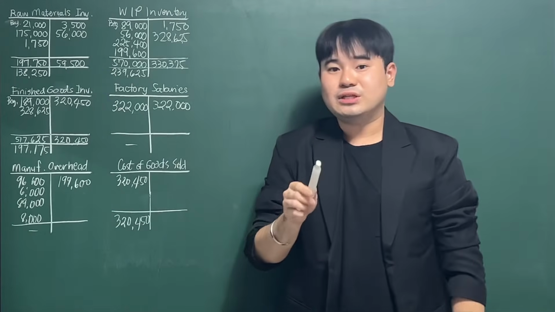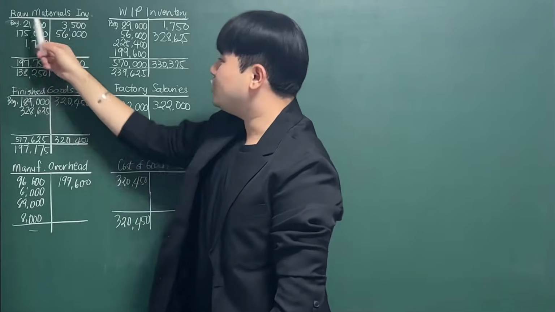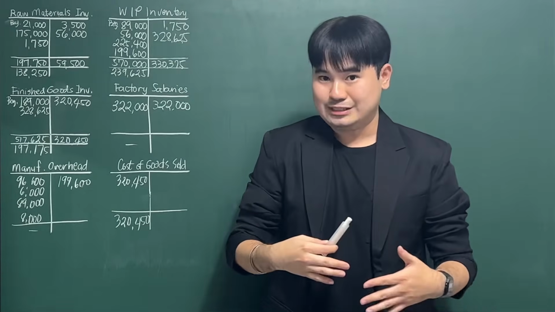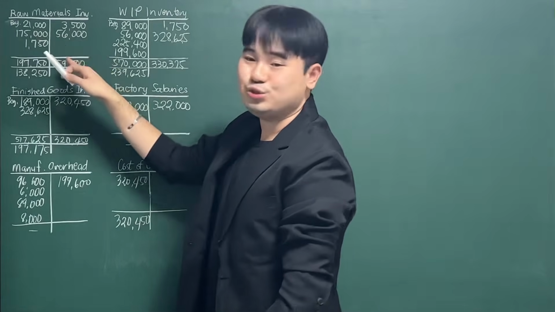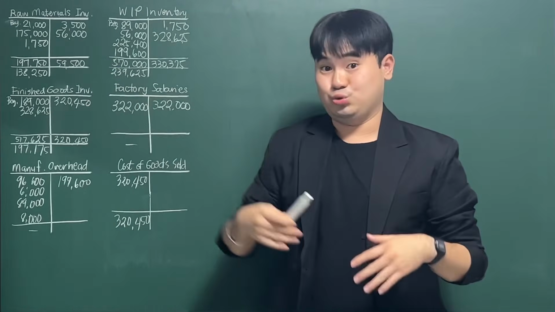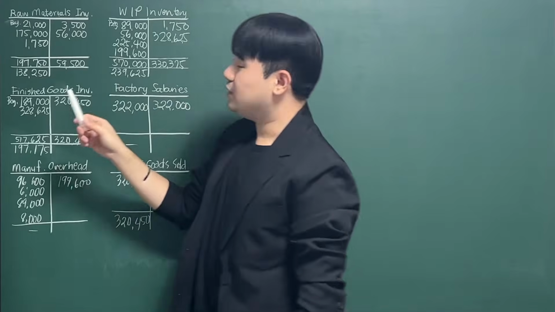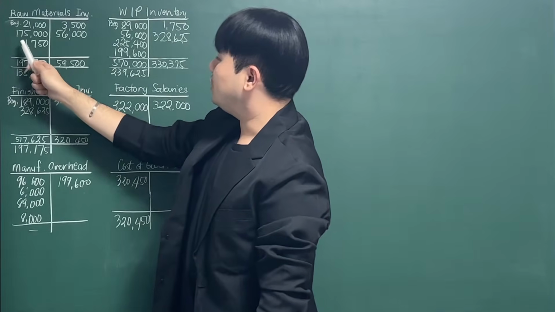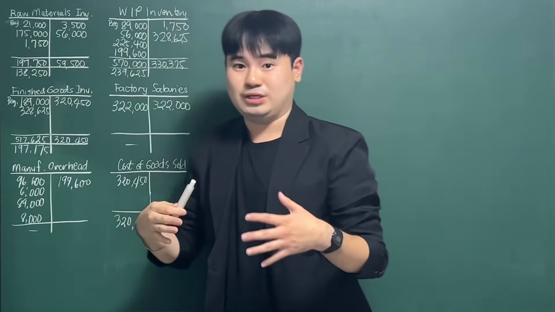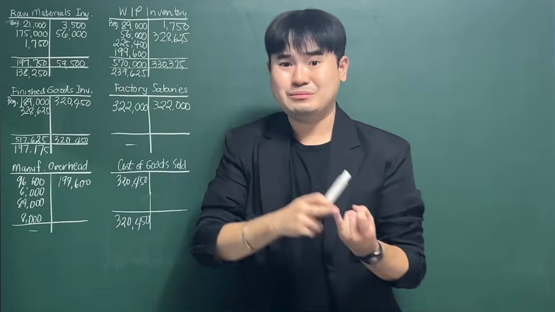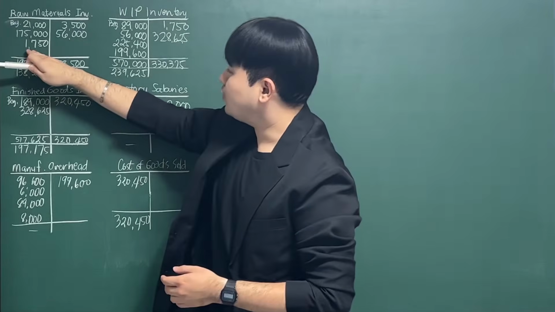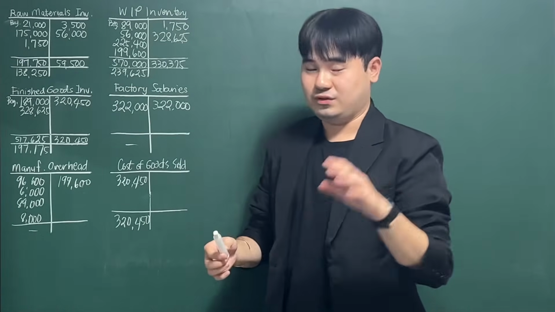For raw materials inventory, usually the debits will tell you all of the purchases of your raw materials. Okay, and then the credits are usually the ones that you issue to production. Now, as you can see, let's first look at the amounts. 175,000 here might be a purchase because it's a big amount and it's in the debit side. But as you can see here, we also have 1,750.